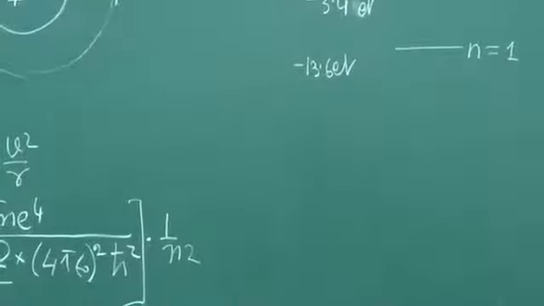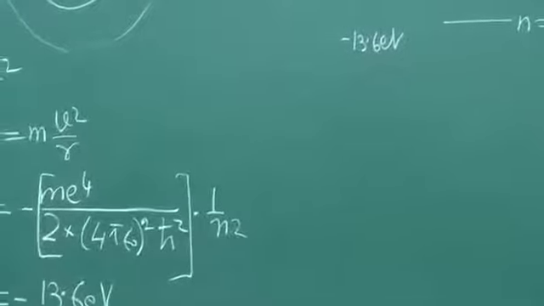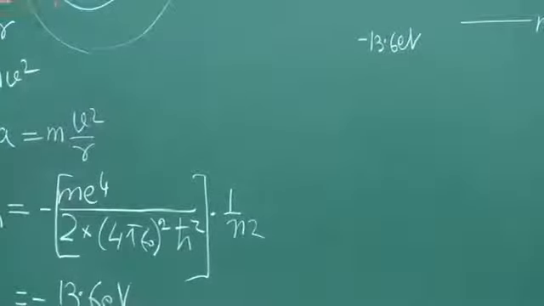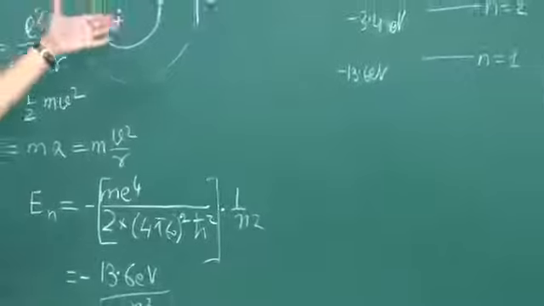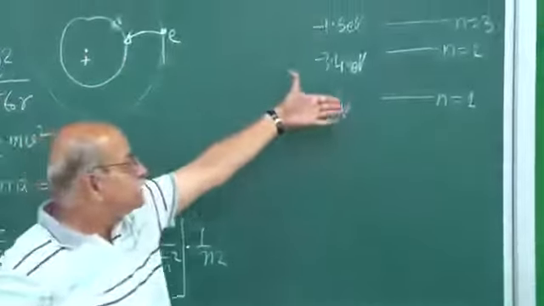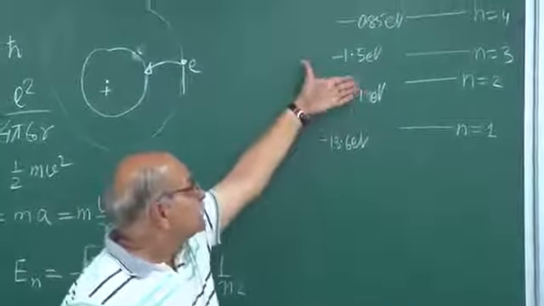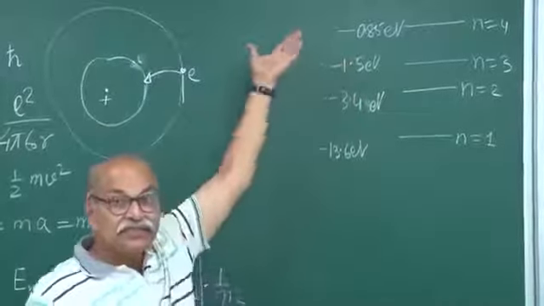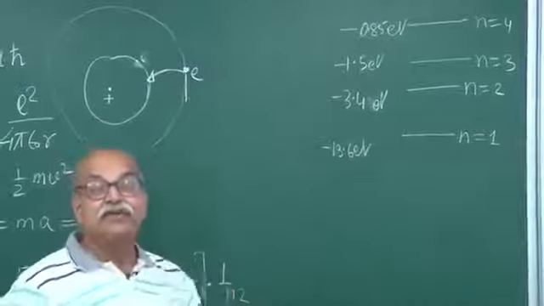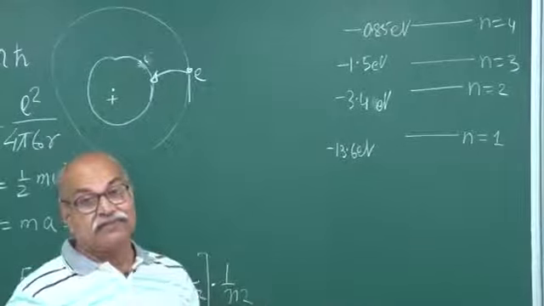So this was to get those energy levels, the allowed energy levels. This hydrogen atom can have this energy or this energy or this energy or this energy, depending on which circular orbit this electron is going.